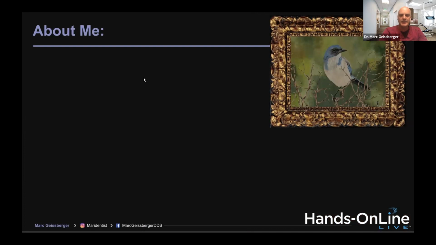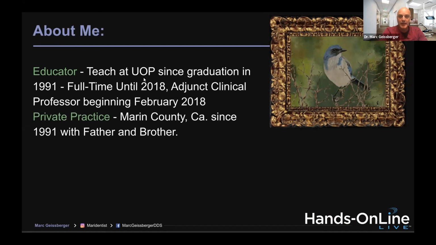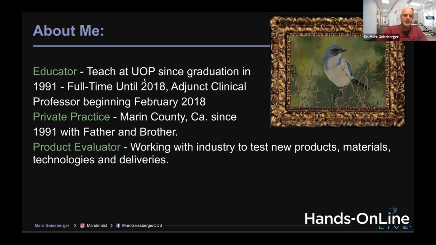I'd like to give you a little information about myself. I graduated in 1991 and immediately returned to faculty at the University of Pacific School of Dentistry in San Francisco, where I taught full-time until 2018. In 2018, I became an adjunct clinical professor and have held that position until recently when I fully retired from the university. Currently, I occupy my time in private practice with my brother and formerly with my dad, who's passed. And I'm in full-time practice and then lecturing and teaching dentists how to do things.